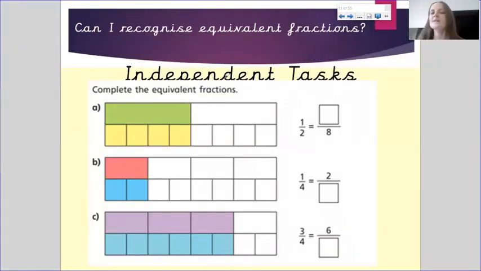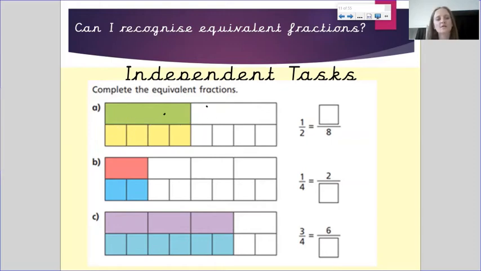So your independent task today has to do with equivalent fractions. Compare these fractions or complete these equivalent fractions. So just like I did in the previous slide, these are going to be equal to each other. You can already see with this one, we've got 2 parts that make up a whole. So we've got 1/2, and this green bit shows you 1/2.